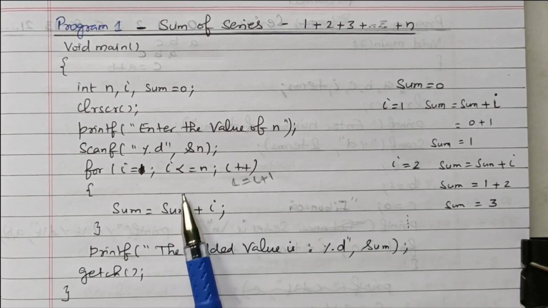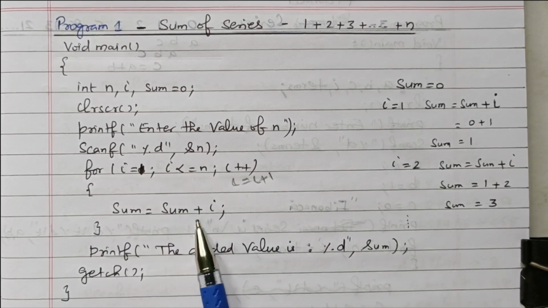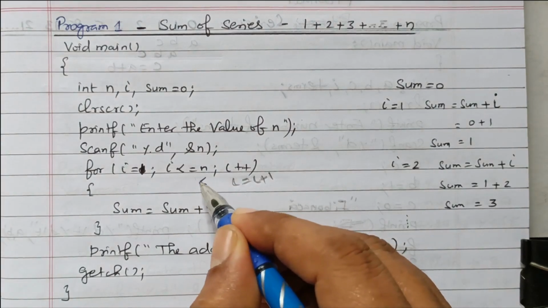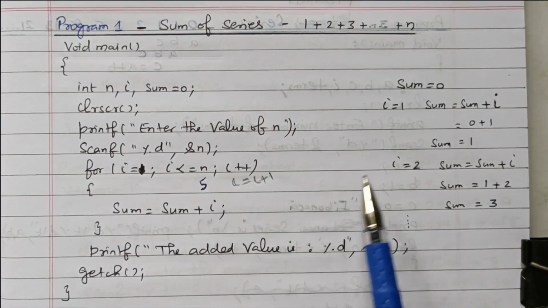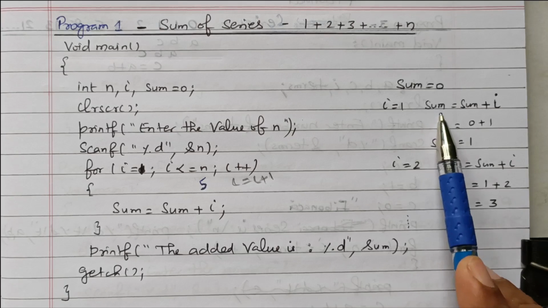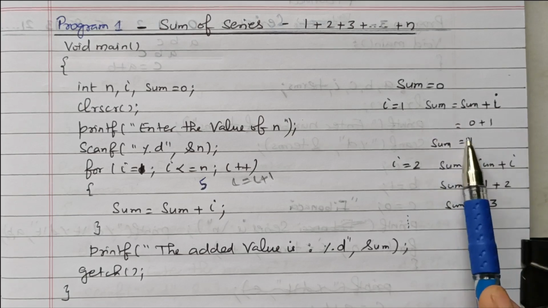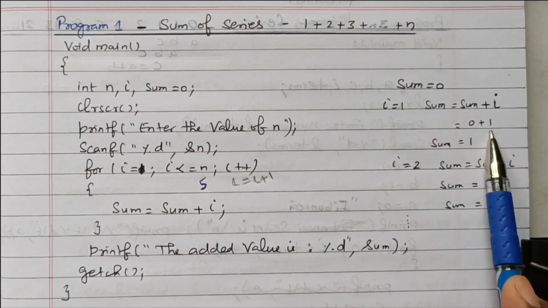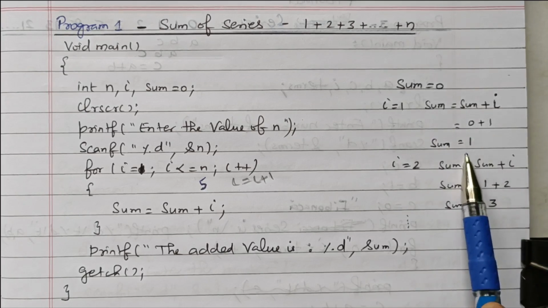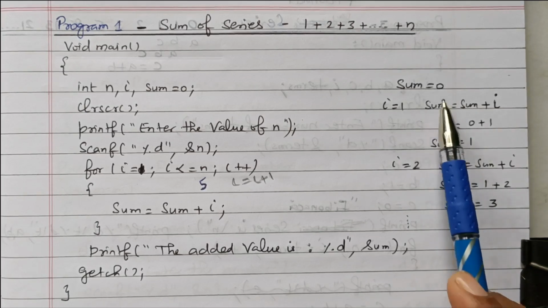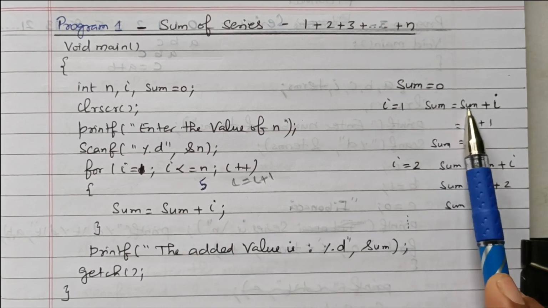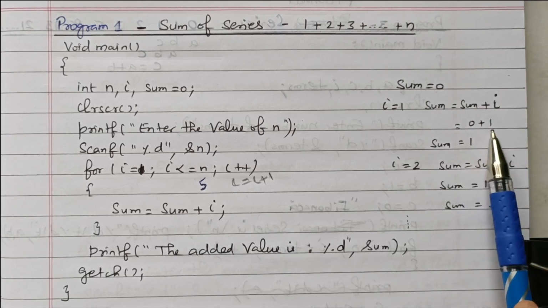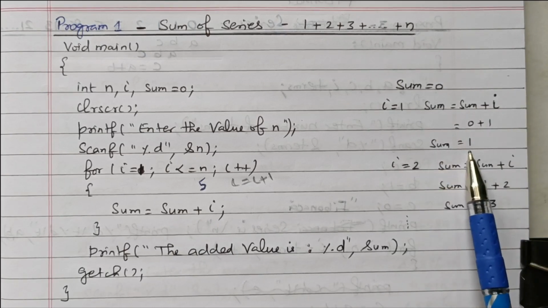So it will go to the condition: i is less than or equal to n. Let us consider that the n we entered is 5. We can go up to 5, so this condition is satisfied. It will go to the statement sum equal to sum plus i. The sum is 0, i is 1, so 0 plus 1 is 1. Now the sum value is 1. Initially the sum value is 0. After executing this statement one time, sum equal to 0 plus 1 becomes 1.